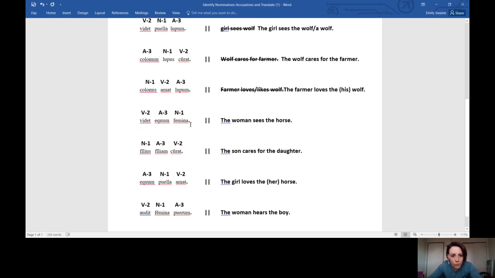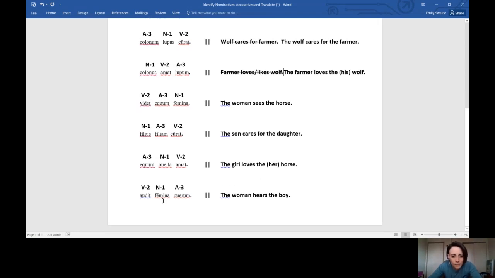So videt equum femina is the woman sees the horse. Filius filiam curat is the son cares for the daughter. Don't get those mixed up. Equum puella amat, the girl loves her horse. And audet femina puerum is the woman hears the boy.